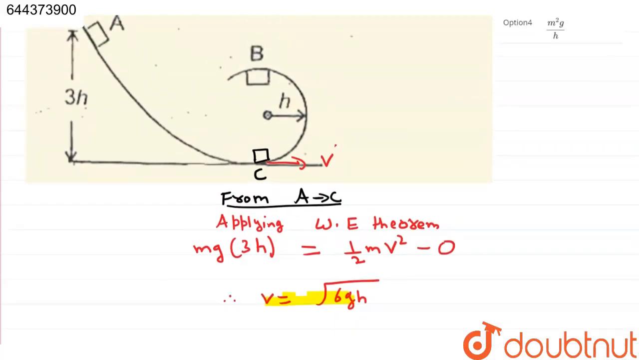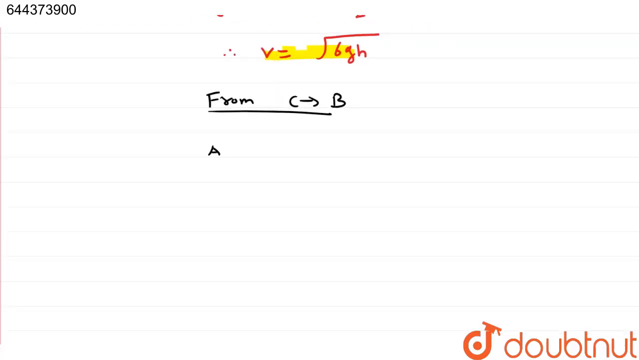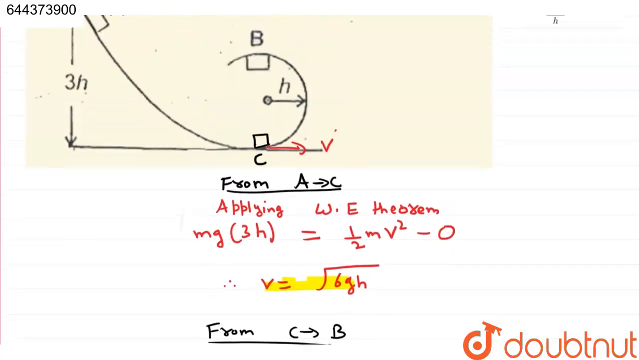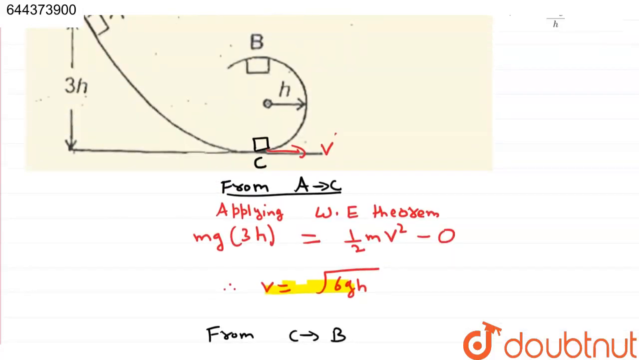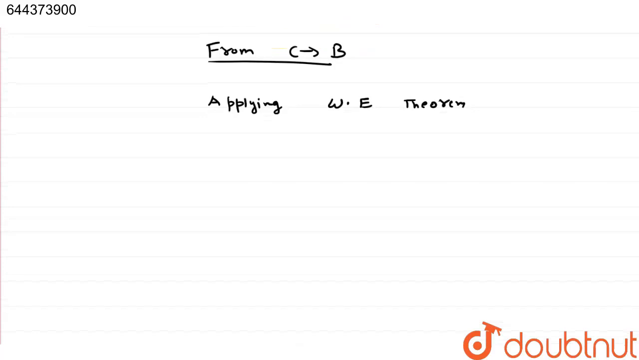Now if we apply the same work energy theorem from C to B, from C to B there is the gain in potential energy. And what will be the gain in height? This is h, this is h, so it will be 2h. So gain in height will be 2h, and the work done by mg is mgh times 2.